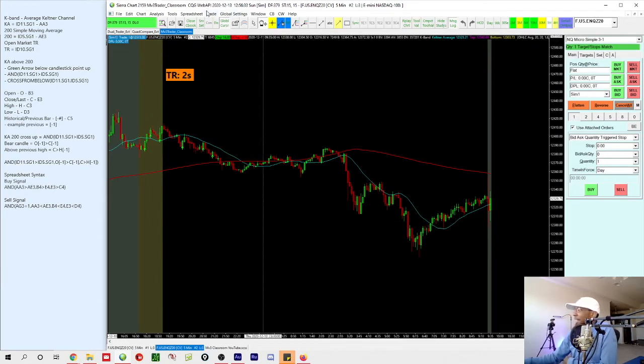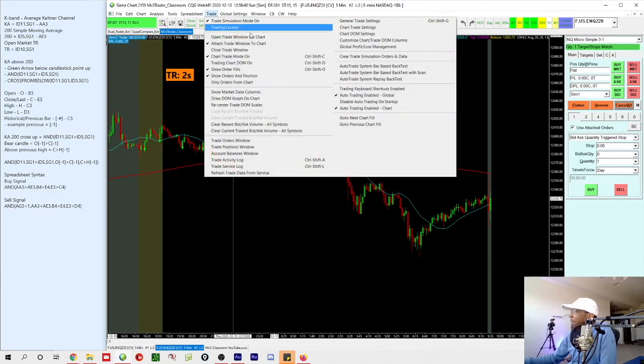Now, in addition to the spreadsheet, I mentioned this in the first video, but we have to make sure that our automated trading is enabled. So we have auto trading enabled global. We want to make sure that's checked. Also, auto trading enabled chart. Want to make sure that's checked.